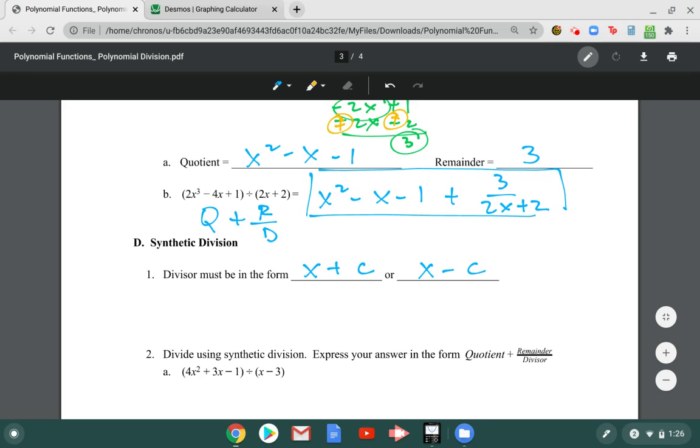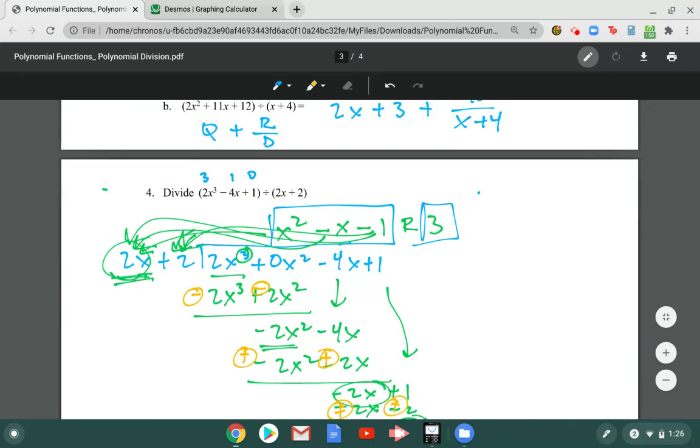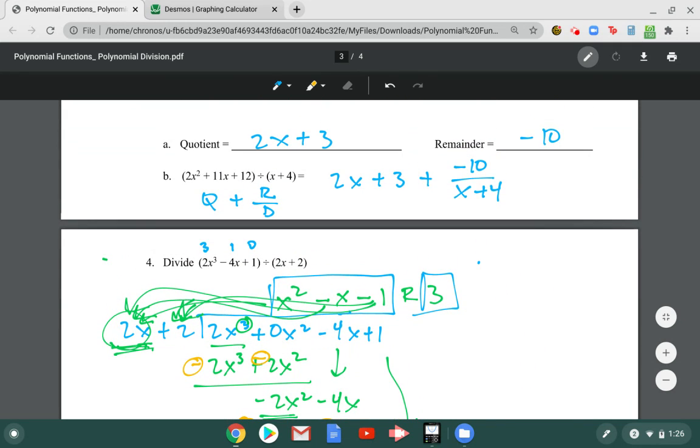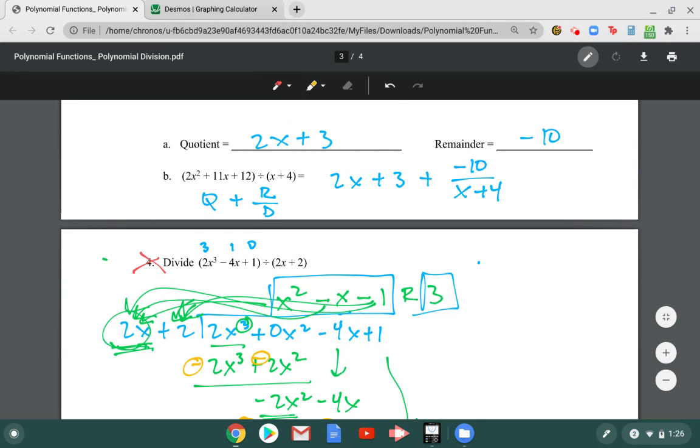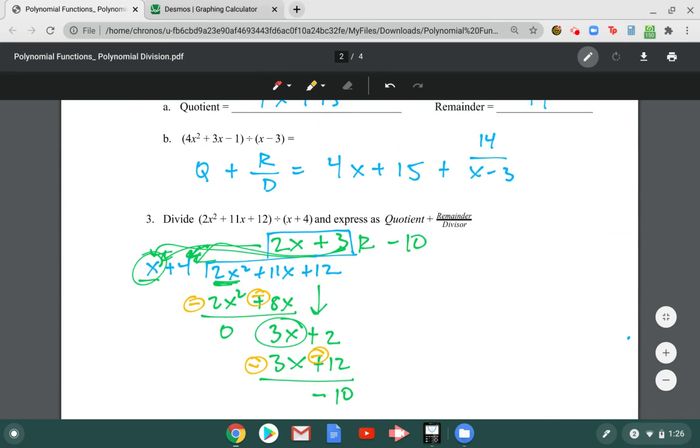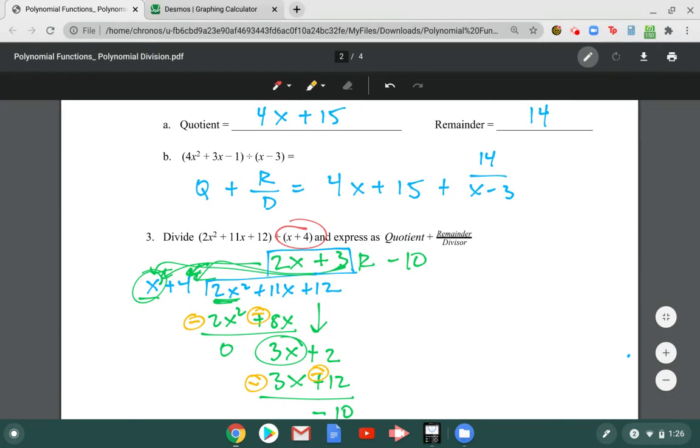So as we go back up through the examples that we just did, I cannot do number 4 using synthetic division. Let's see. Here's the divisor x plus 4. I could have used synthetic division for number 3.